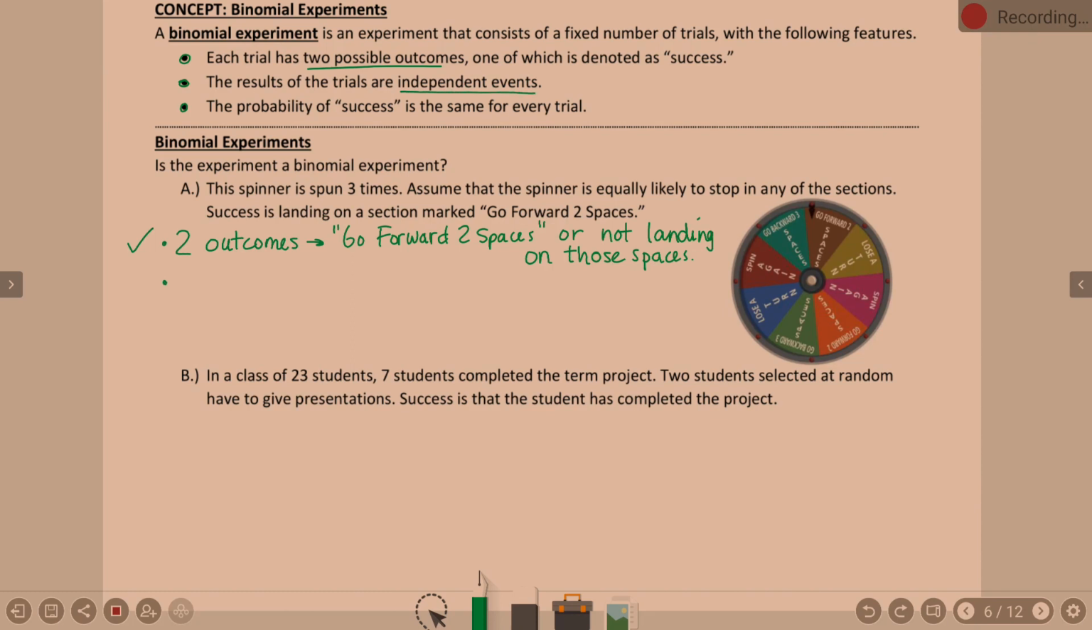Second thing to check: are they independent events? Yes. What do you know about spinning a spinner? One spin of a spinner has nothing to do with the next spin of the spinner, right? So it is independent. One spin does not affect the next.